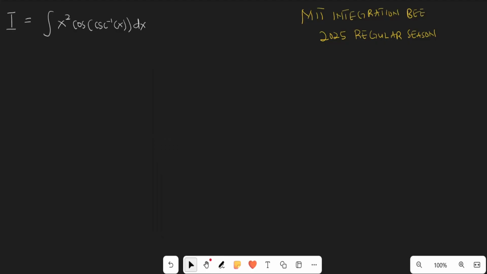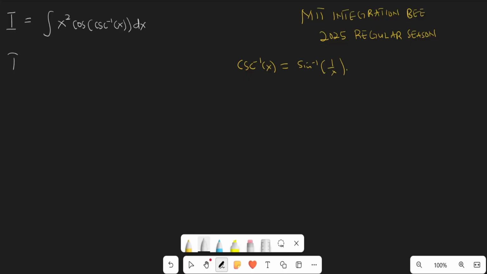So this is the cosine of the cosecant inverse of x, right? Cosecant inverse of x can also be written as sine inverse of 1 over x. If we know this, then we can plug this into our integral. So our integral I is going to be the integral of x squared cosine of, instead of cosecant inverse of x, I'm going to replace that with sine inverse of 1 over x dx.